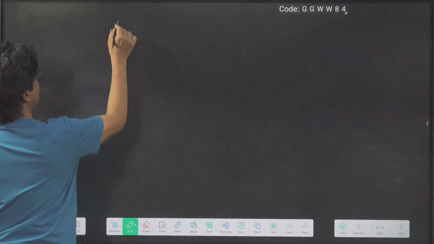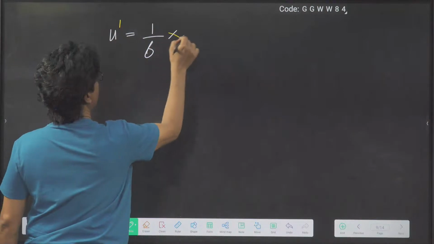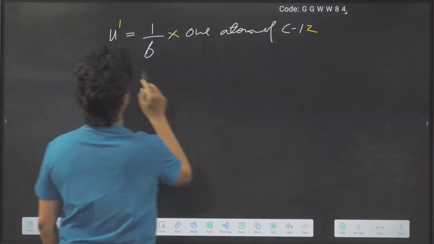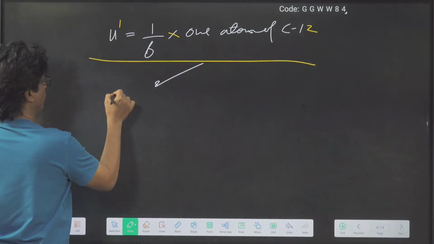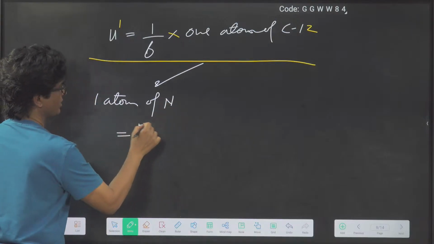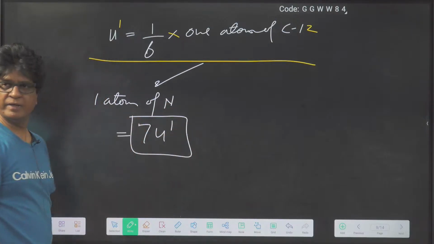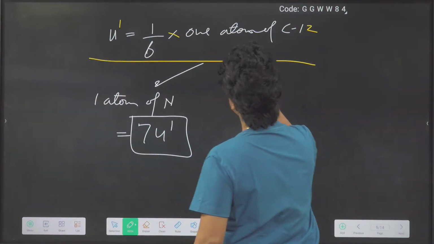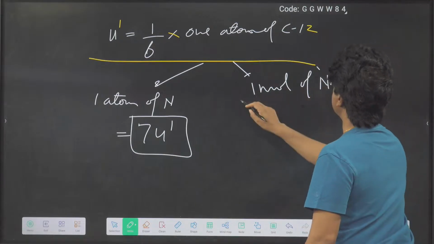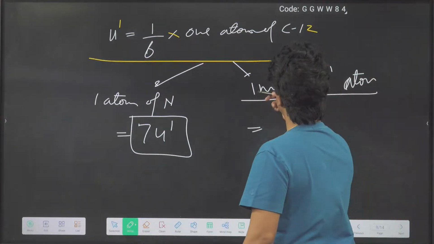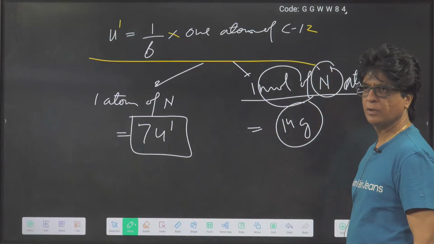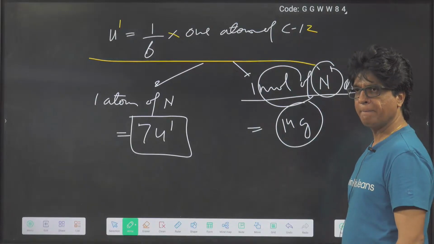See, if U dash is, say, 1 by 6 into 1 atom of carbon 12, in that case one atom of nitrogen will have weight 7 U dash, right or not? But if I talk about 1 mole of nitrogen atom, then the weight of 1 mole of nitrogen atom will be 14 gram. Always. Is that clear?